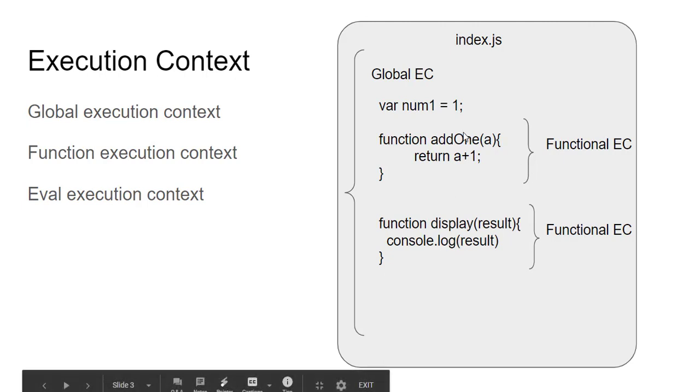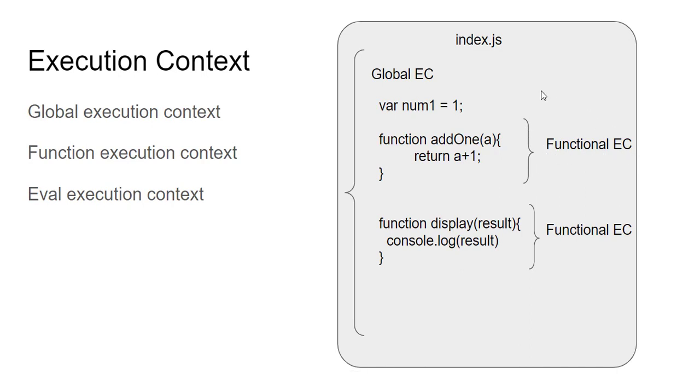So the function add1 here has got its own functional execution context and also has access to this variable num1 from the global execution context. Similarly, the function display has its own functional execution context and it also has access to the global execution context here. So what happens when all these things are executed?